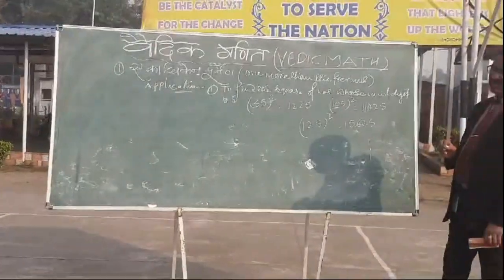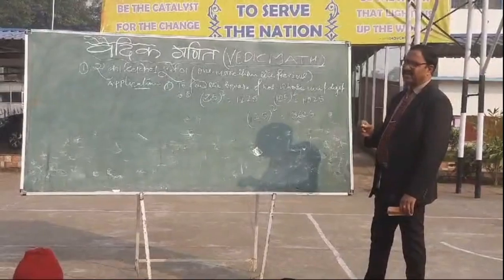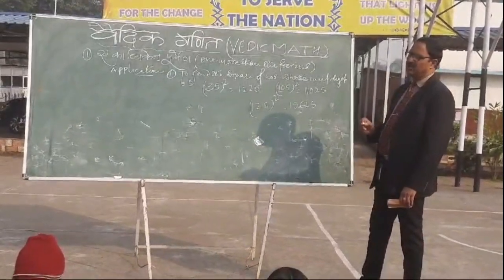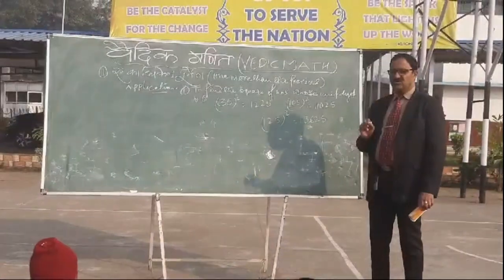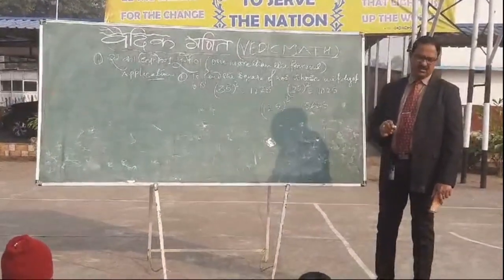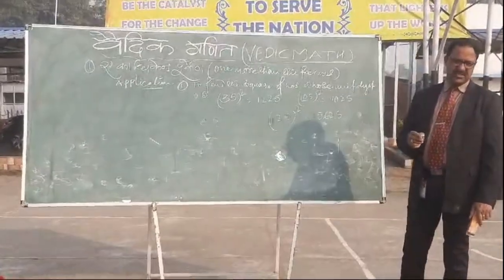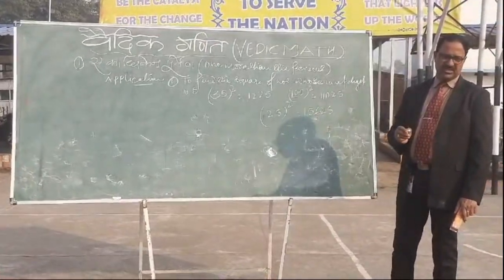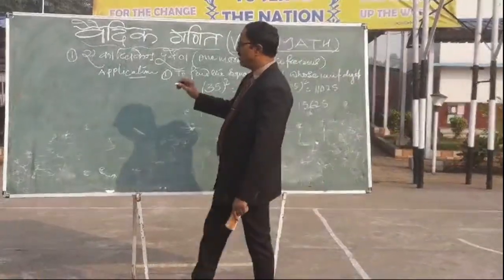This is one application. Children, note down. And remember it, revise it, practice it. It will happen only with your practice. If you don't practice, you forget this. So always practice this. You have to find the square of such numbers whose unit digit is 5. Yes or no? Yes.